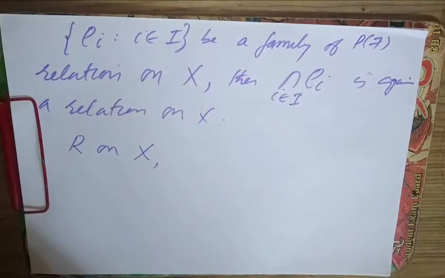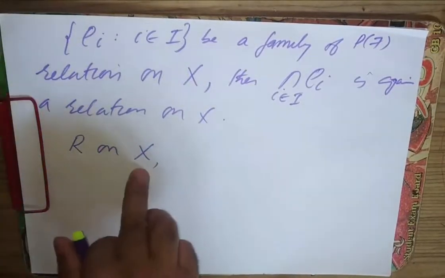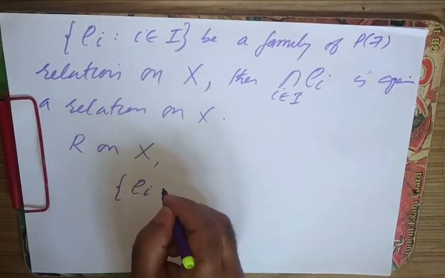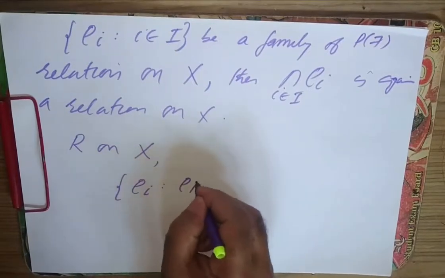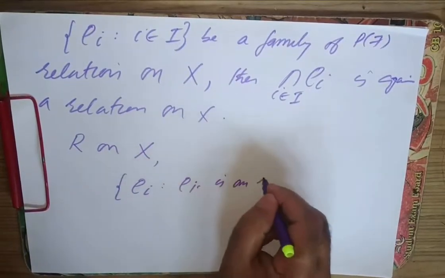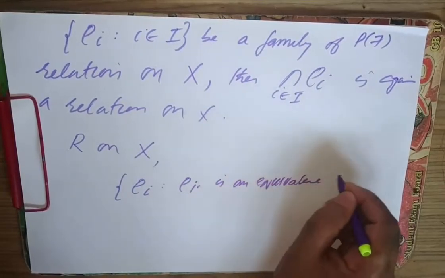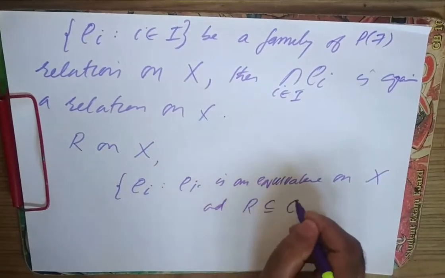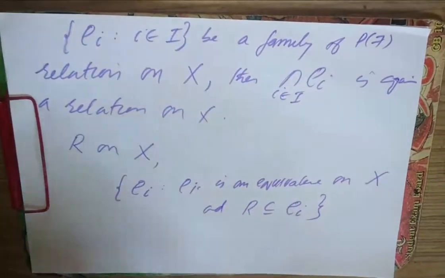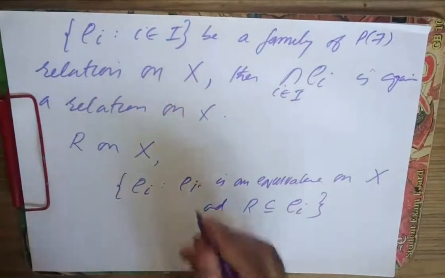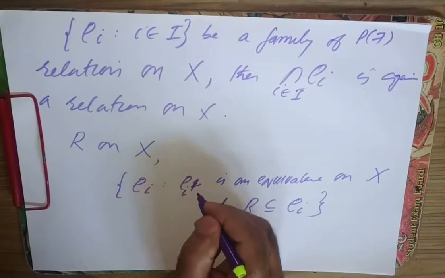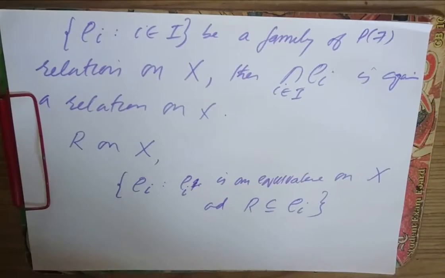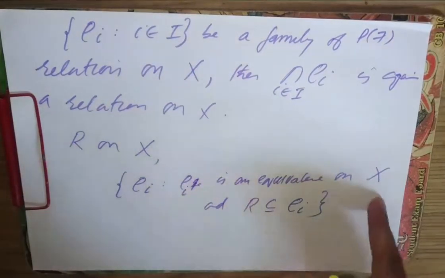We take all the equivalence relations on X containing R, then we take this class ρ_i such that ρ_i is an equivalence relation on X and it contains R. Let's take this class, not the class of all equivalence relations, but those equivalence relations containing R. Okay, let's take all equivalence relations on X containing R.